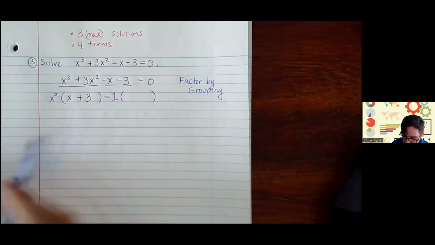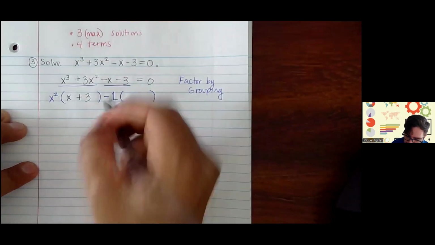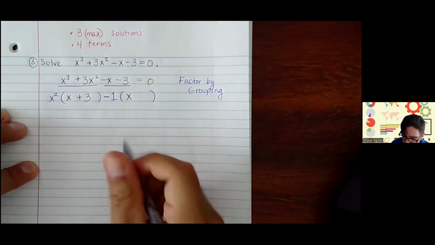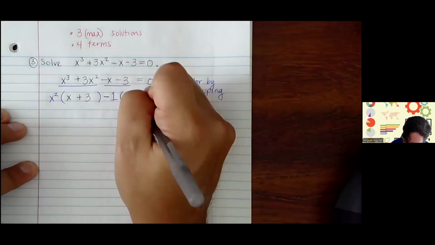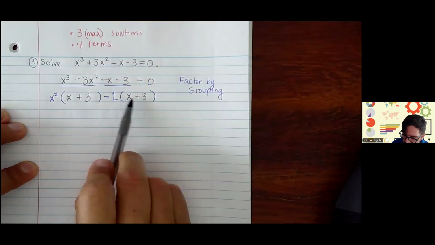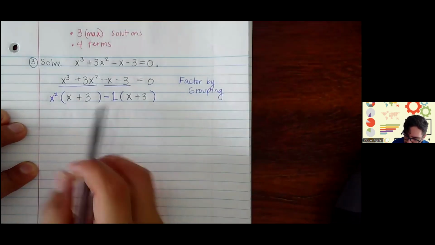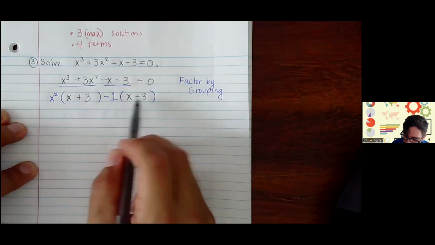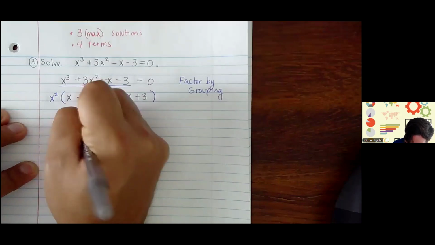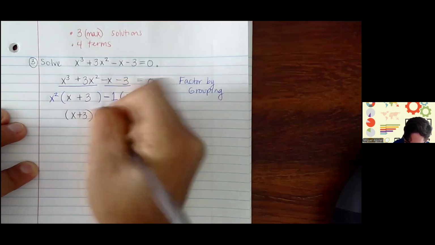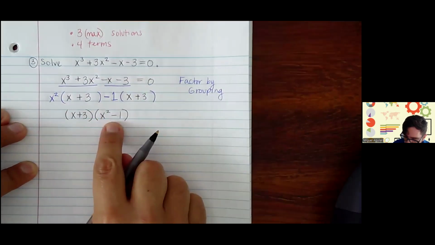So we open up our parentheses, and then we can ask ourselves negative 1 times what gives you negative x? And that's just going to be an x. Negative 1 times what gives you a negative 3? Well, it has to be a positive 3 since a negative times a positive gets you back to negative. Okay. And that works out nicely because the terms that we have in the parentheses here are the same. So we have a common binomial factor, x plus 3, and then we have x squared minus 1 as our quadratic factor over here.